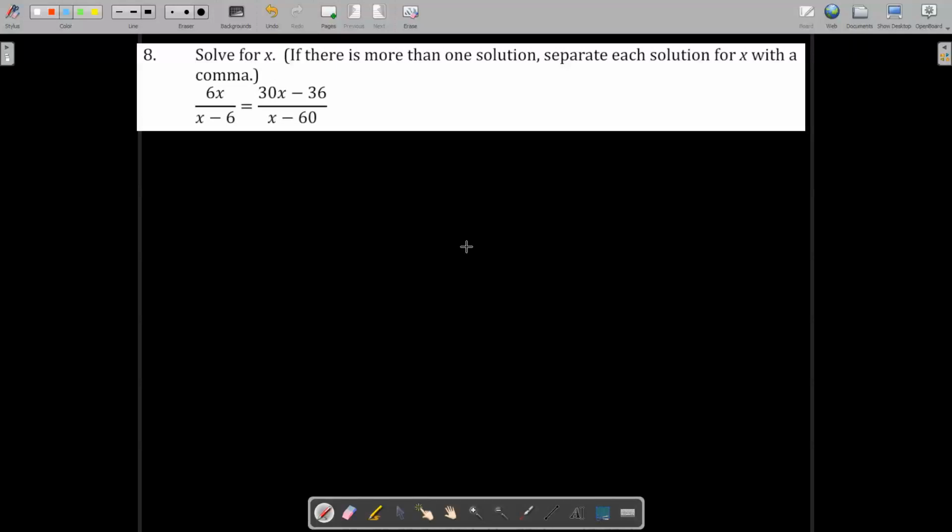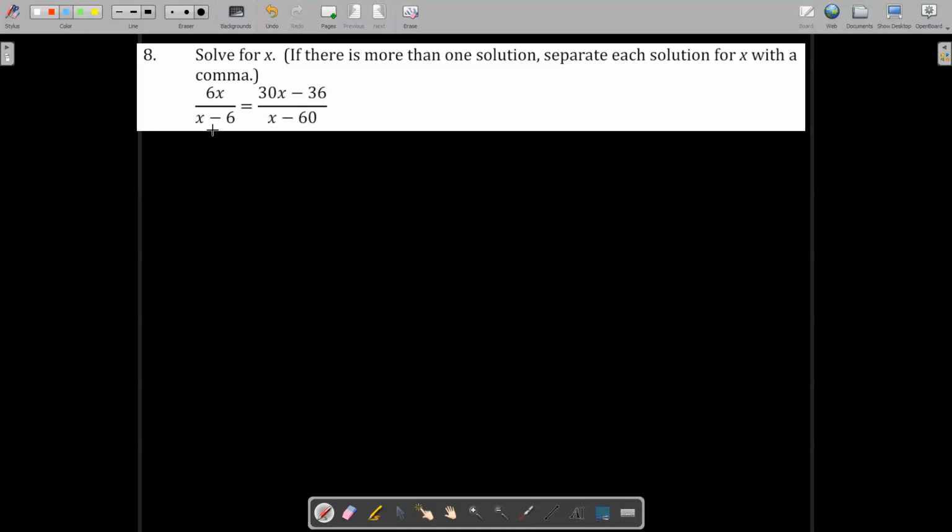Number 8, solve for x. If there is more than one solution, separate each solution for x with a comma. I have a rational equation, one fraction equal to one other fraction, a proportion equation. In this situation specifically, when you have one fraction equal to one other fraction, I think the easiest way to do that is by cross multiplying.